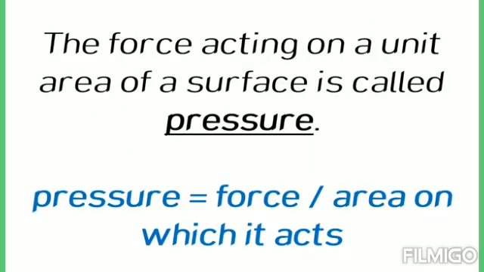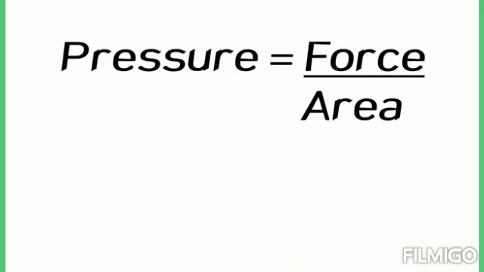This force that is acting on a unit area of a surface is called pressure. Pressure can be written as force upon area on which it is acting. That is, pressure is equal to force by area. Symbolically, it can be written as P = F/A, where P represents the pressure, F represents the force, and A represents the area.